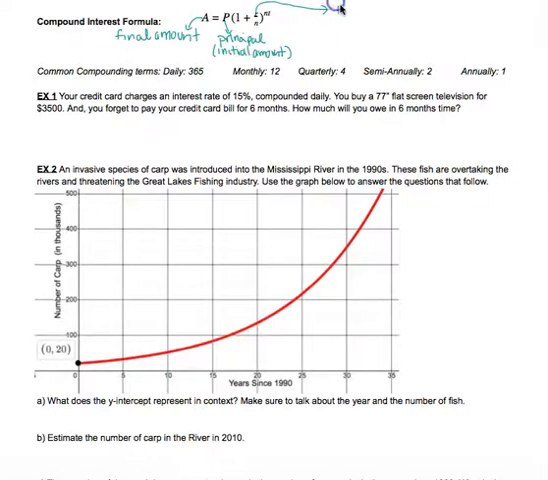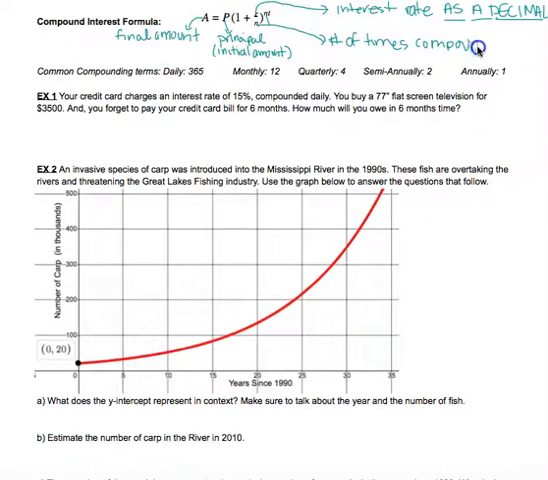R is the interest rate. What's really important here is that it has to be the interest rate as a decimal. Has to be as a decimal. N is the number of times compounded. And then T is the amount of time. Usually this is number of years. In some cases it might be number of months, but usually this is number of years.